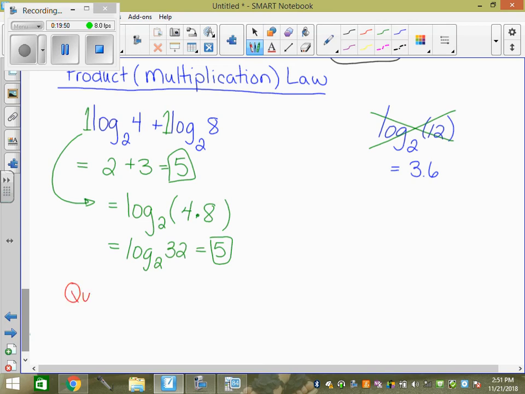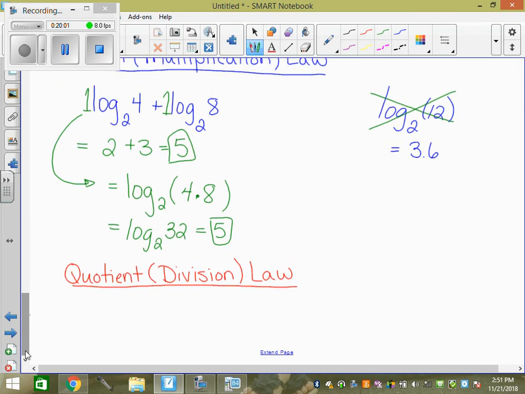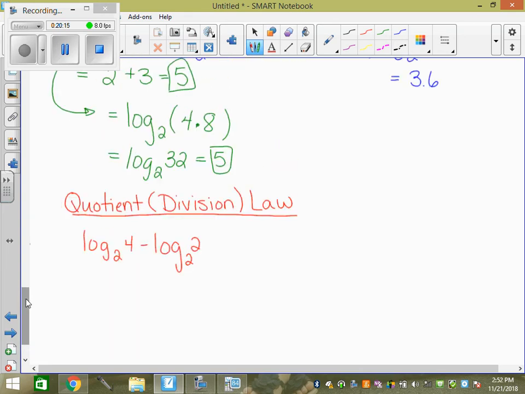The quotient division law. You kind of use them both together, so I'm just doing it short form right now, is when you have subtraction and the same base. So say I have log base 2 of 4 minus log base 2 of 2. The key to this rule is the moment you have minus ones in front of your logs, you're going to have a numerator and a denominator.